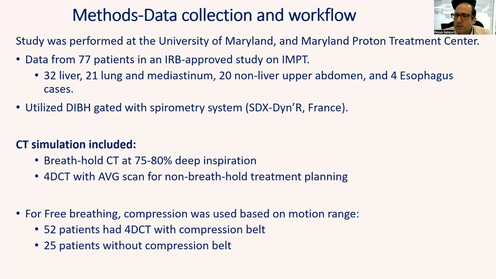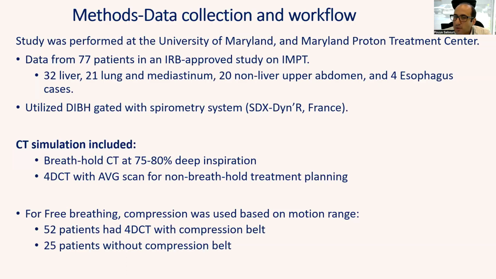So this slide gives an overview of our methods and patient cohort. This is a study that we performed when I was at the University of Maryland. We had 77 patients enrolled in an IRB-approved study on IMPT. These cases were fairly diverse, mostly liver, but also a good number of lung and mediastinum cases. Some upper abdominal sites that weren't liver, and a few esophagus cases as well. For all breath hold patients, we used the SDX system to gate the DIBH CT. The system helped us get a reproducible inspiration level set around 75 to 80% of deep inspiration.